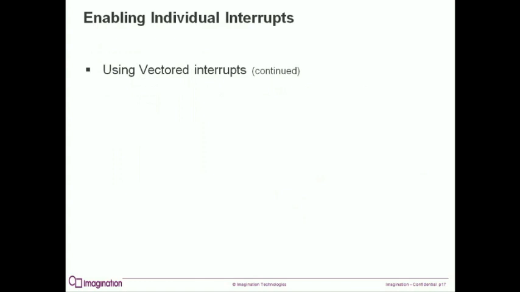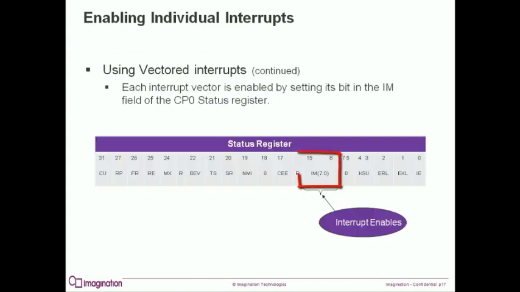You can use the interrupt mask bits in the status register to control which individual interrupt pins will be enabled by the processor. When an interrupt pin is raised by an external device, it will cause the CPU to start the interrupt routine only if the corresponding bit in the interrupt mask field is set.